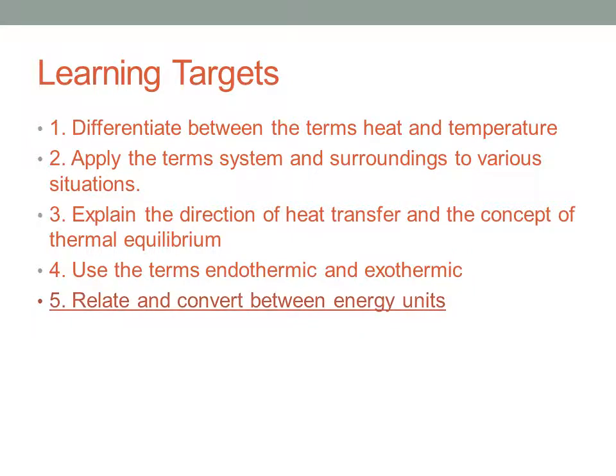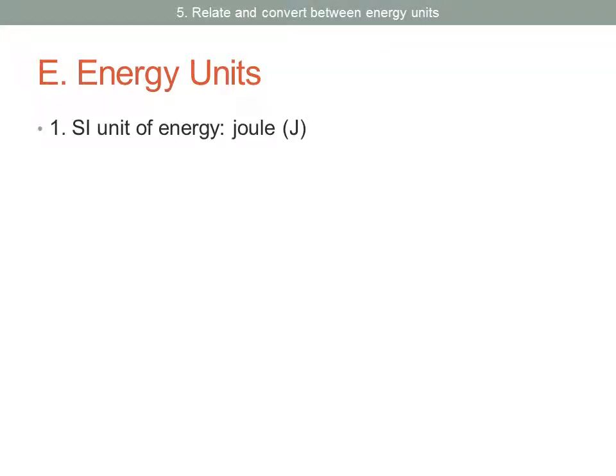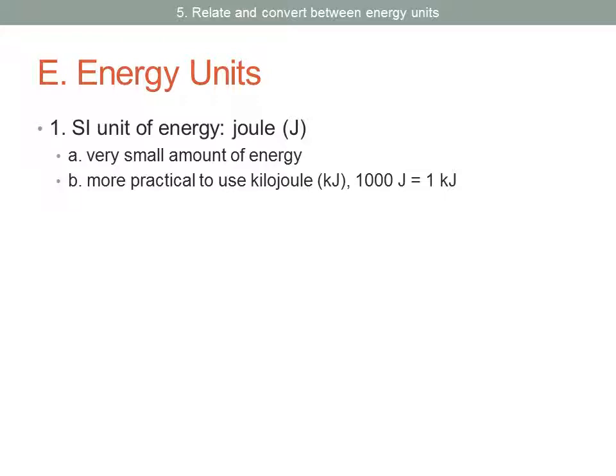Our last learning target, we want to relate and convert between energy units. The SI unit of energy is the joule, and it is symbolized by the capital letter J. The thing about the joule is it is a very small amount of energy, so it really isn't convenient to use that as a unit. If we're going to use the joule, we'll actually more practically use the kilojoule, which is 1,000 joules. We know that because kilo means 1,000. The symbol for the kilojoule would simply be the lowercase letter k with the capital J. So that is much more practical for us to use in chemistry.